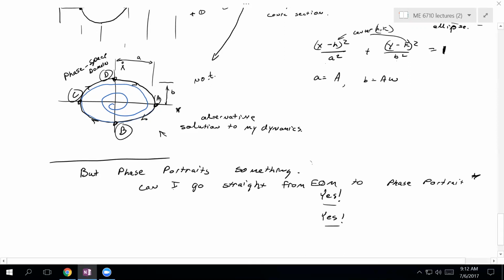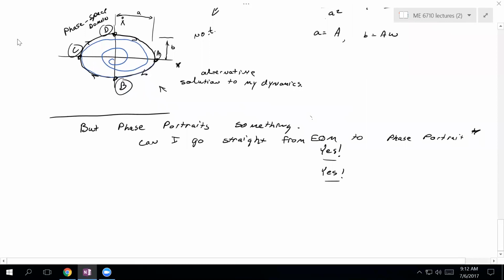I can go from the equation of motion straight to the phase portrait, plot this thing, and never have to solve the differential equation. Let me show you how. I start with my equation of motion, and I'm just using the simple one: m x double dot plus kx equals 0. I'm going to take what's called the first integral of motion.